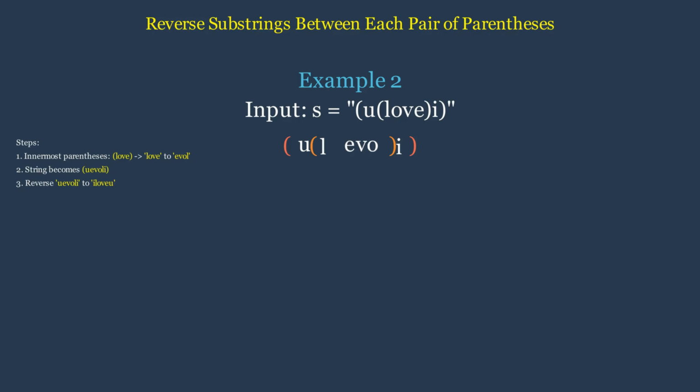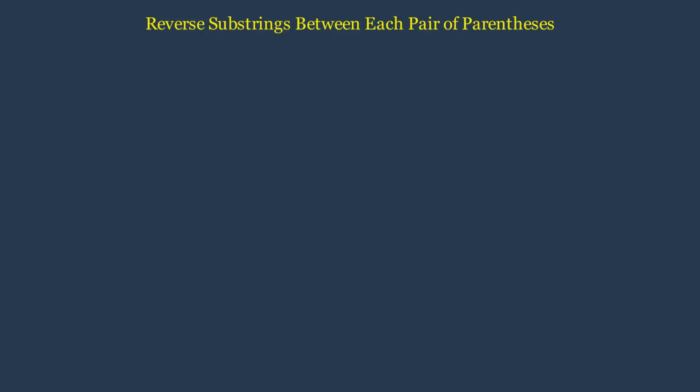Watch as we reverse love to EVOL. Now we remove the inner parentheses. The string now becomes UEVOLI. Finally, we reverse the entire string. We remove the outer parentheses. Our final output is I love you. That concludes example 2. Let's move on to our final example.